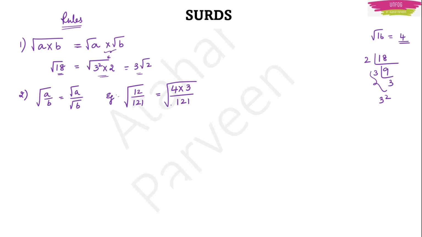I have square root here. For 4 into 3, I have used rule 1. Now I can remove this 4 outside easily, right? So I will remove this 4 and make it 2 because 2 square is 4, and in the denominator I can write the square root separately. This is my rule 2, or I can write it as 2 root of 3 by 11. This will be the solution to square root of 12 by 121. I hope you are getting it. So these are the two rules. One is for the product of surds. The second one is for the division of surds.